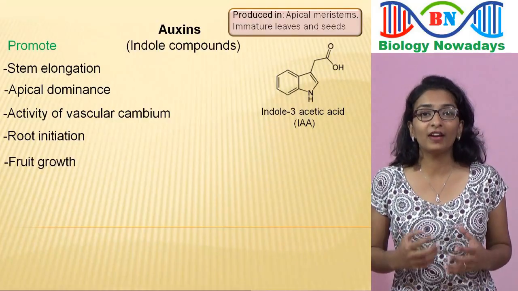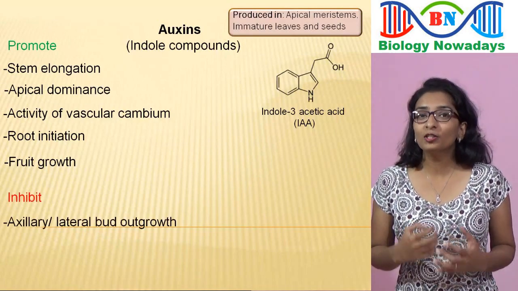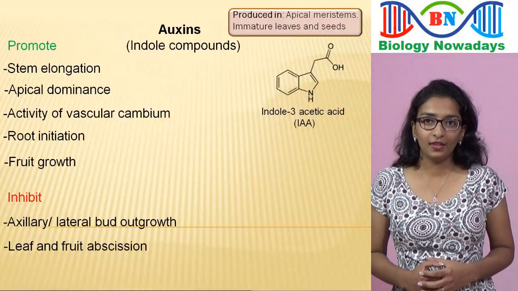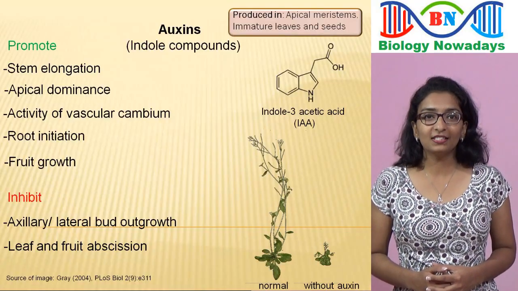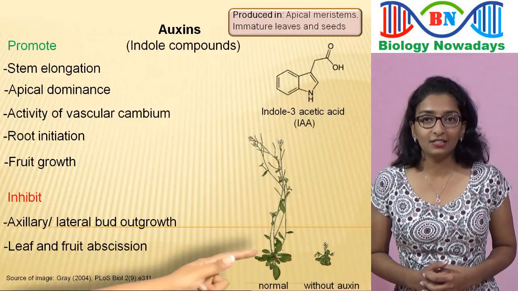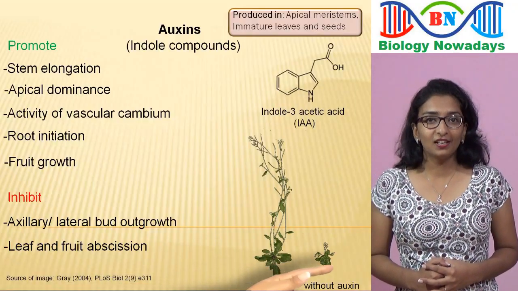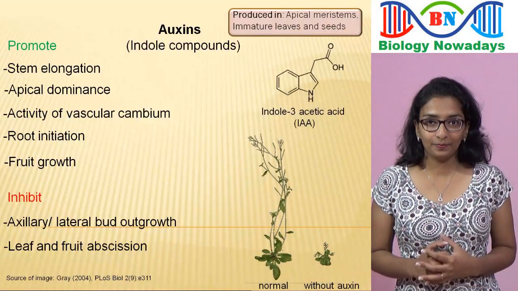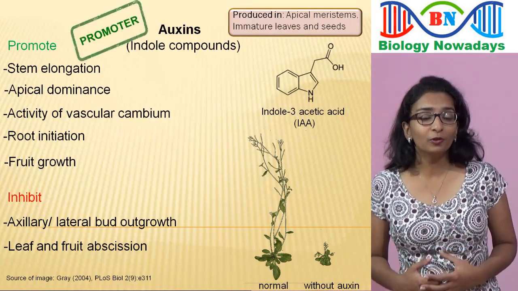As I explained in the case of apical dominance, auxins inhibit lateral bud growth. They also inhibit abscission, or in other words, dropping of leaves and fruits. Now have a look at these Arabidopsis plants. Arabidopsis plants are used in various plant research studies. Here is a normal Arabidopsis plant with normal levels of auxin. But this genetically modified plant cannot produce auxin. See the difference in growth shown by these two plants. So from this, we can conclude that auxins are promoters of plant growth.